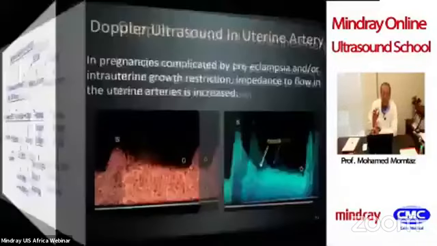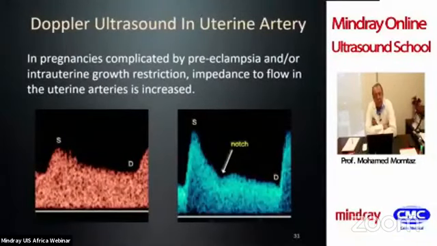And this is one of the most important things in medicine, that you use a tool, in this case ultrasound, in decision making. So you decide if the patient needs delivery or not based on Doppler.